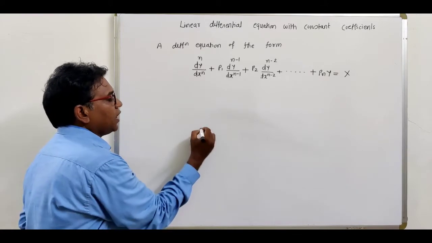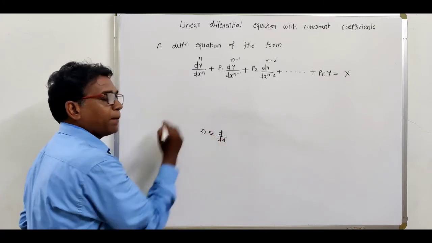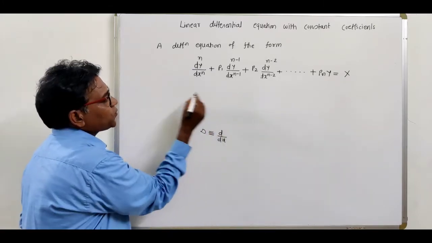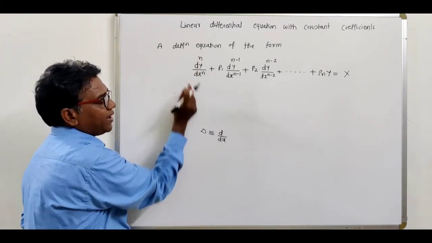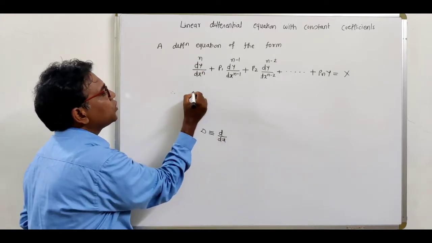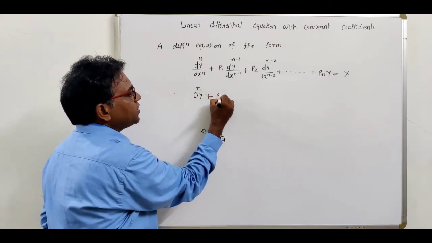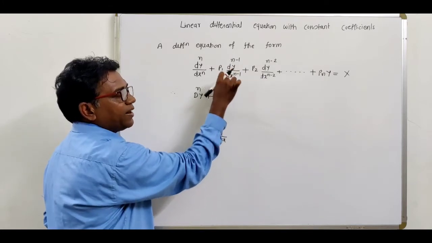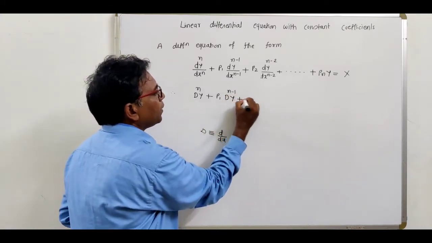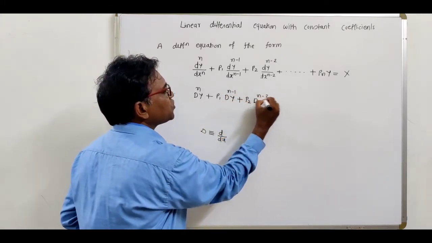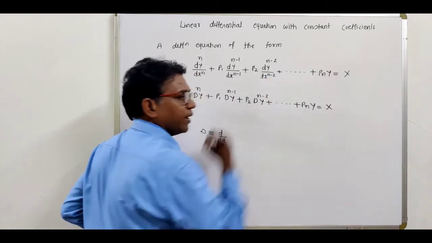Now see, if we put this d by dx as capital D, then we can transform this differential equation into the form: D^n y plus this constant P1 times D^(n-1) y plus P2 D^(n-2) y plus ... plus Pn y is equal to capital X.